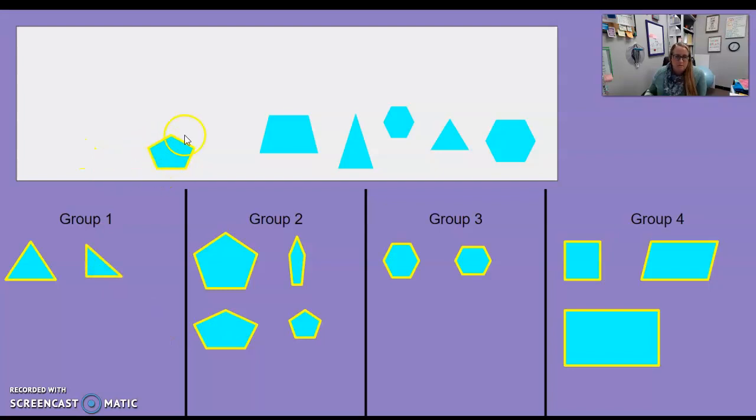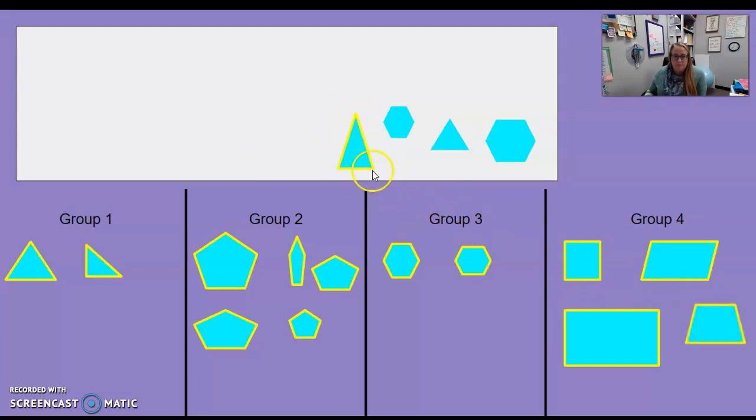All right, let's look at this one. 1, 2, 3, 4, 5. What's this called? Everybody tell me. That's right, it's a pentagon, and pentagon goes in which group? Number 2. Correct. All right, let's look at this crazy looking thing. 1, 2, 3, 4. It's a four-sided figure. If it's a four-sided figure, where's it going to go? Group 1, 2, 3, or 4? That's right, it's going to go to group 4 because it has 4 sides.